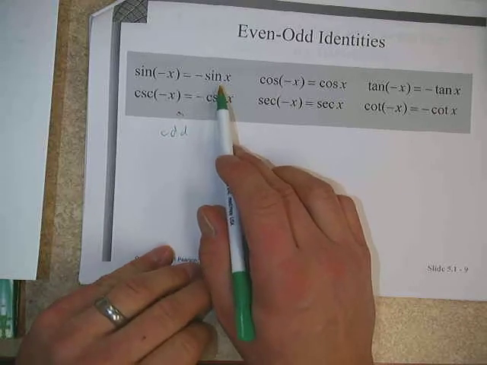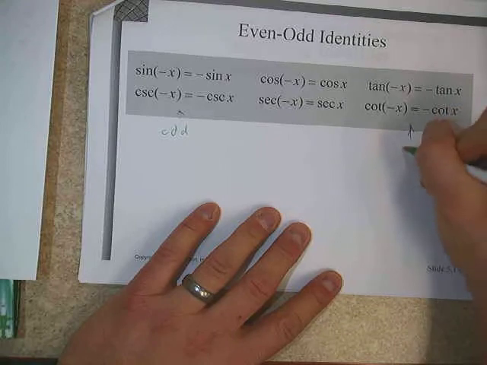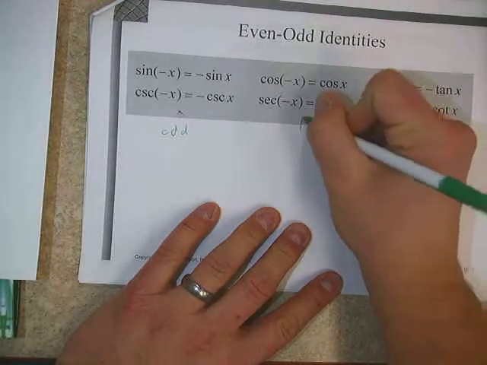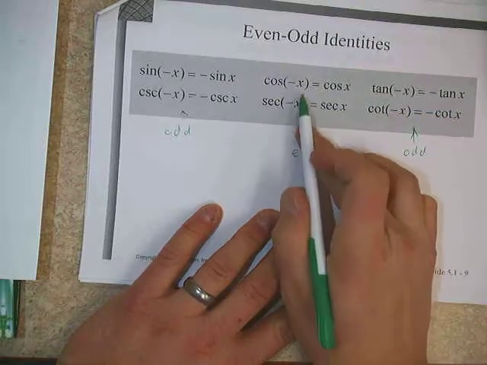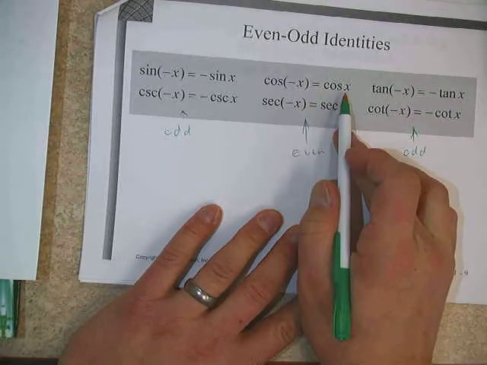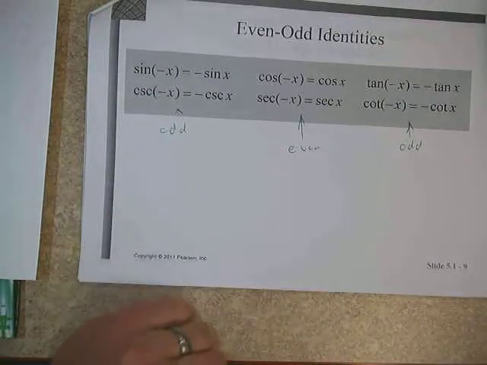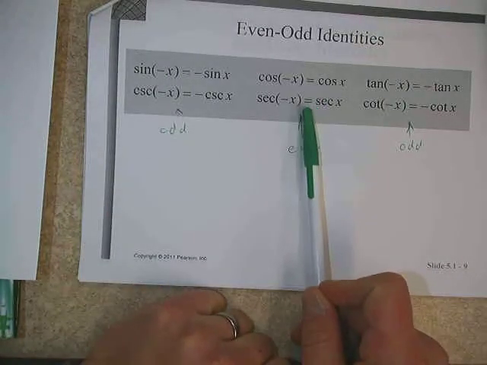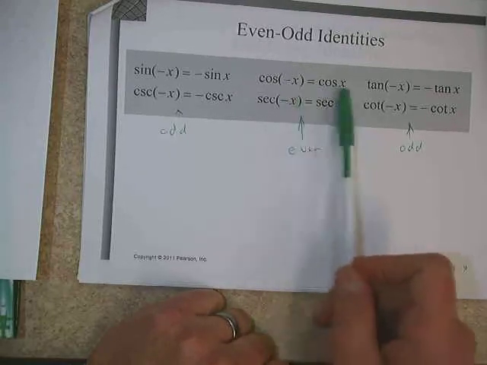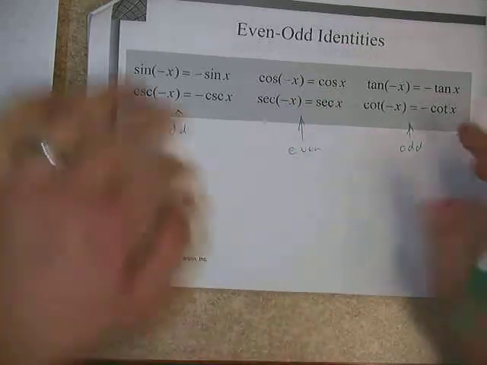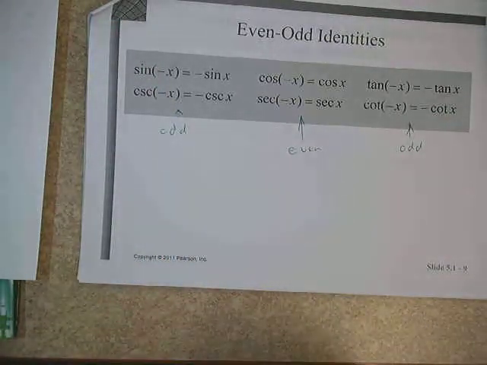We know that sine and tangent, cosecant and cotangent are all odd functions. So sine of the opposite of x, or cosecant of the opposite of x, will always produce the opposite of sine x, the opposite of cosecant x. These two are also odd. We know that these two, cosine and secant, are both even. So the cosine of the opposite of x is going to equal cosine x.